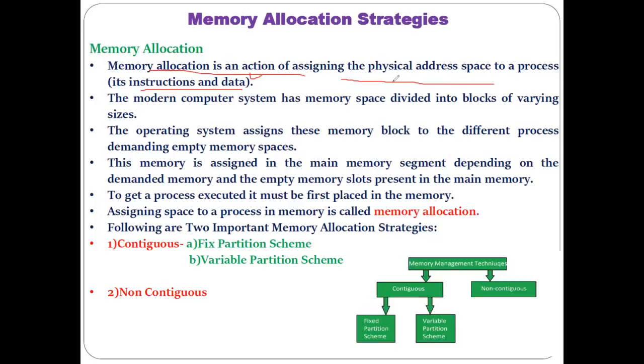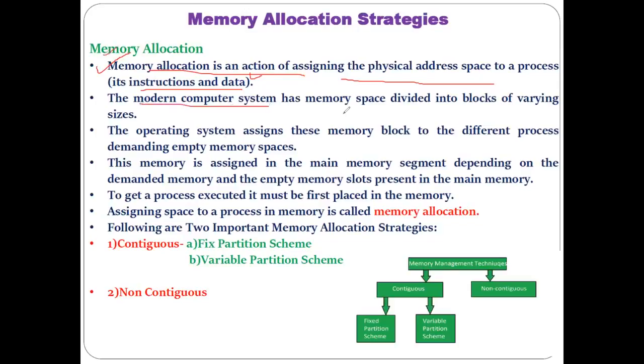In that main memory, how will the different physical addresses get assigned to a process? That is nothing but the action of memory allocation. So allocating space within a memory to a certain process is the simple concept of memory allocation.